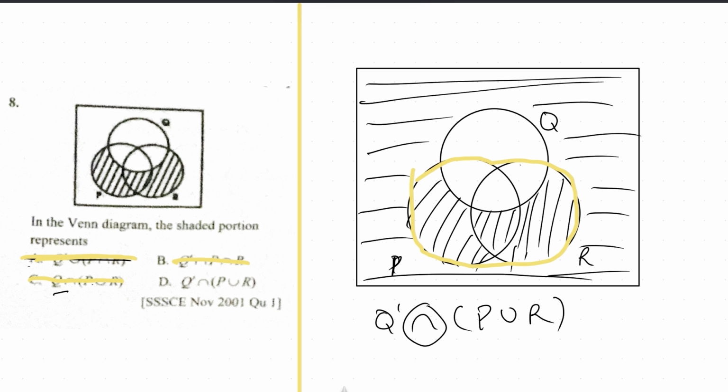If you look at that, the things that are common between Q complement, which is everything outside of Q, and P union R, which is this one right here, are just these ones which are shaded right here. So that is the answer for this question.